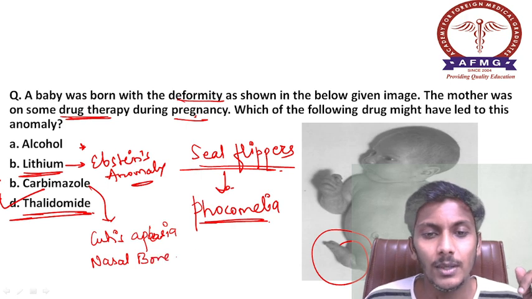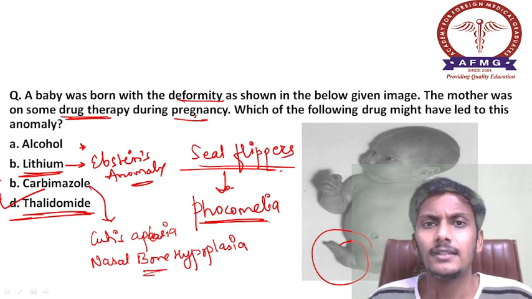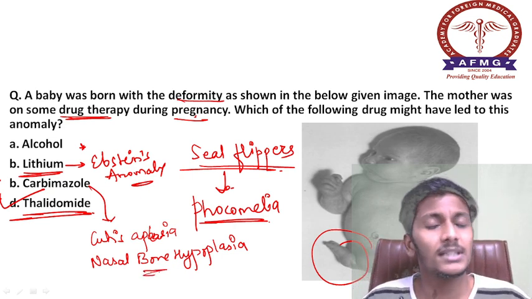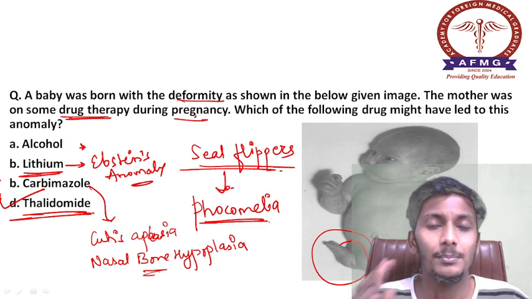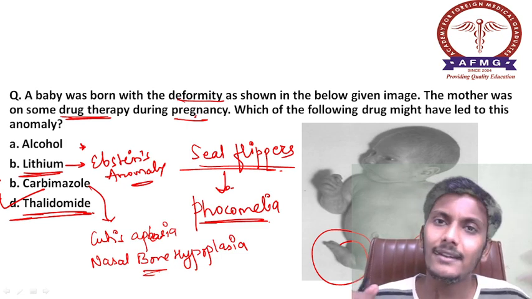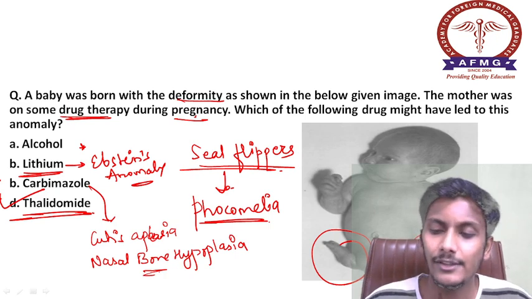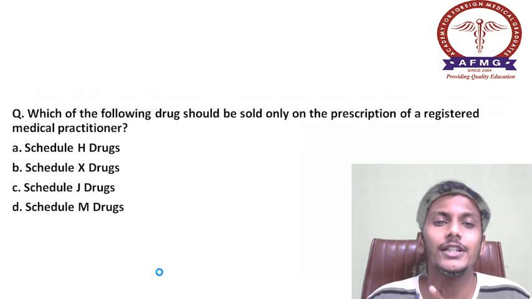So which is the drug usually given in the first trimester of pregnancy in cases of hyperthyroidism? Please remember the drug name is propylthiouracil. PTU is preferred in the first trimester of pregnancy, whereas in the second and third trimester carbimazole and methimazole can be given. We'll discuss this in endo properly. Okay, moving further.